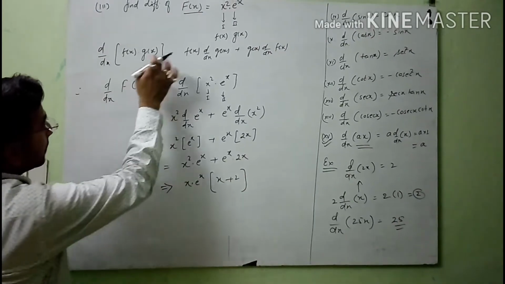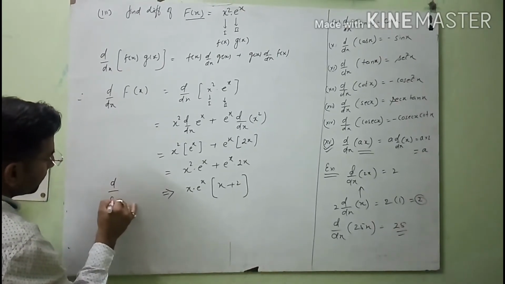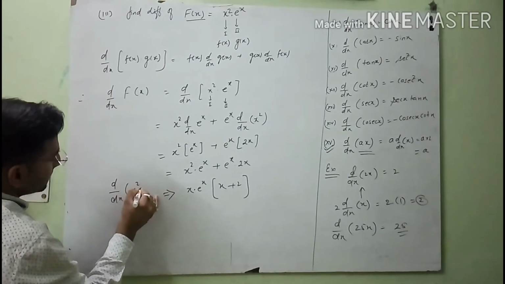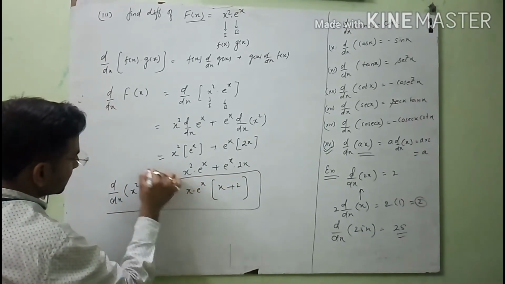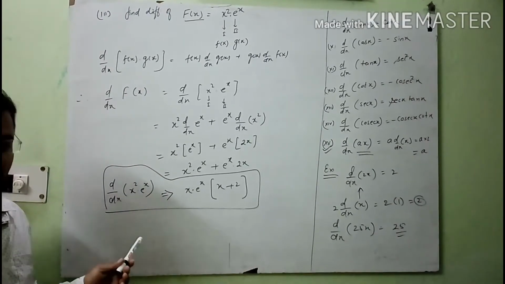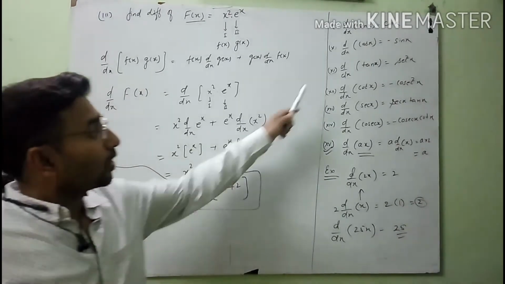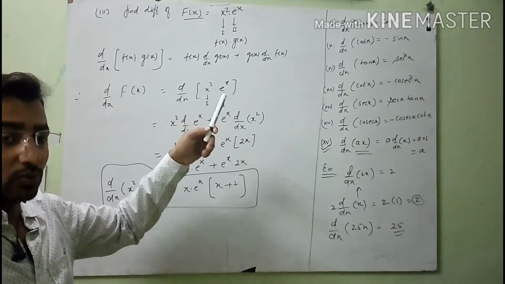This is the solution of the given function, meaning the differentiation of x square into e raised to the power x. This is the differentiation of this function. So after this, I will give you a third numerical, which is based on a trigonometric function in the form of the product and division rule. Clear?